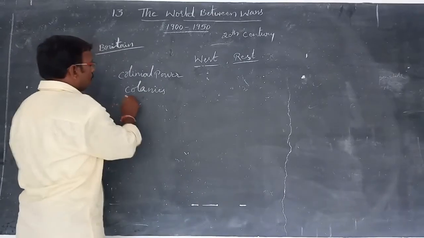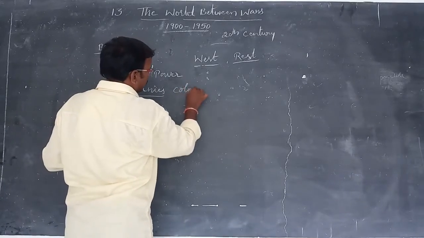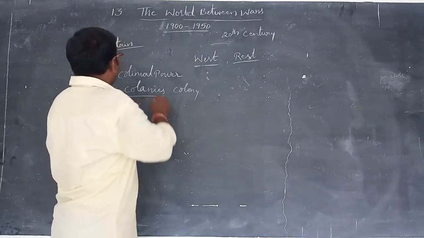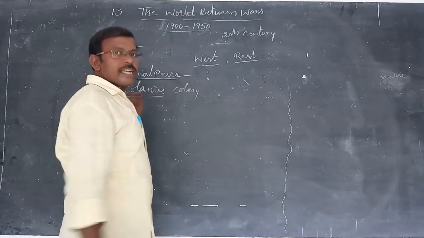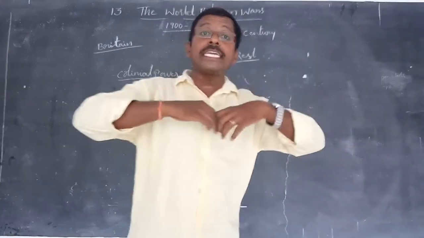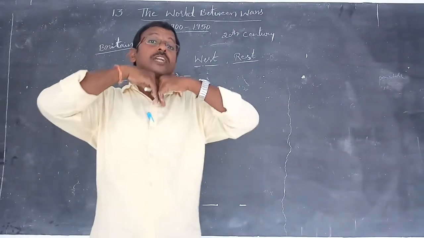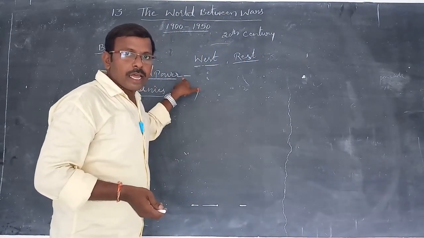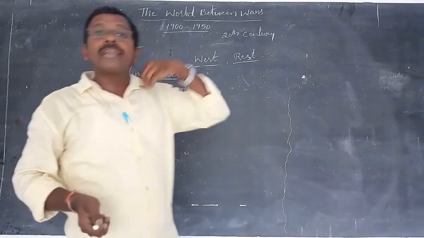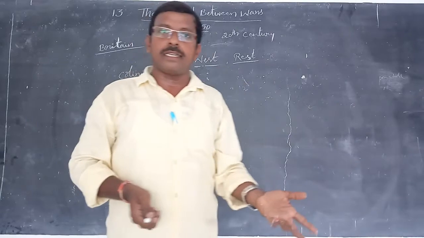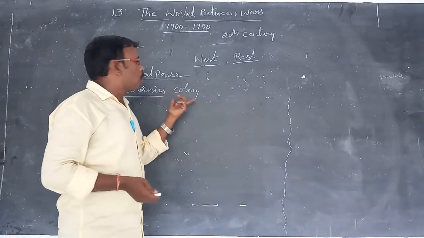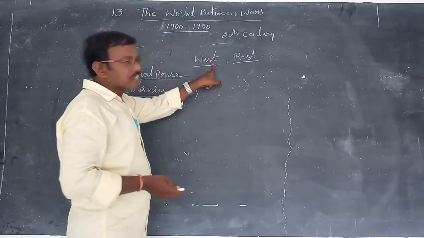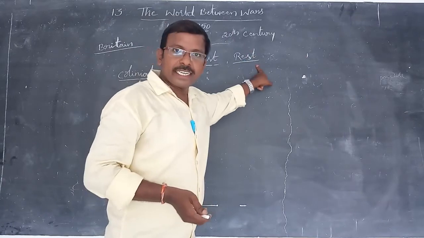Colonial powers are the countries that occupy other countries, the countries that rule other countries. Those are called colonial power countries. And the countries that are ruled or occupied by other countries are colonies. Here, colonial power countries are West countries, and colonies are Rest countries.